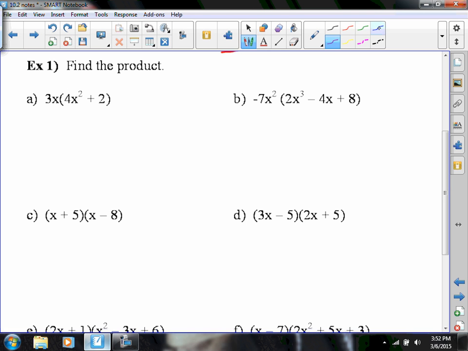But for part A here, I'm going to take this 3x, this monomial, and I'm going to multiply it by every term in my binomial. So here I have to multiply the numbers and the variables. So I'll get 12x to the third, and then 3 times 2 is 6x. And then I don't really have any like terms to combine together because I have an x to the third and an x. I can't combine those. So this is done. That was just a one-stepper.